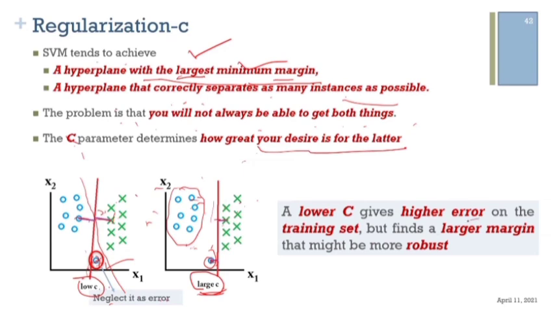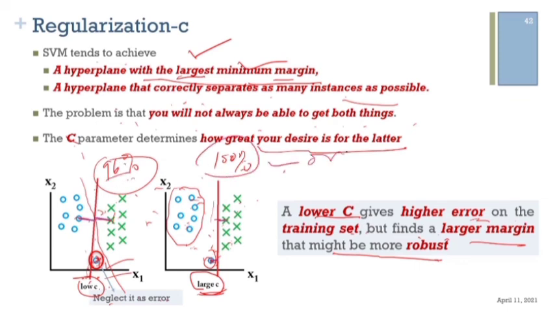We say a lower C gives higher error on the training set, but finds a larger margin that might be more robust. You can see? When you use a lower C, you have an error in your training. Your training accuracy might be 96%, but for the large C we get 100% accuracy. But when you are going to do testing, imagine something comes here. You can classify it here because it's too close to this point, even more than this one. It will be a big problem. So it's better to make a mistake at the lower level. In training, a little bit of mistake, 96%, is okay, rather than getting 100%, which will be termed overfitting.